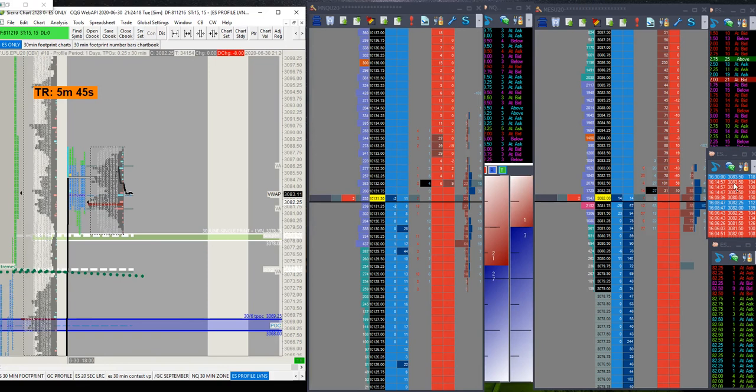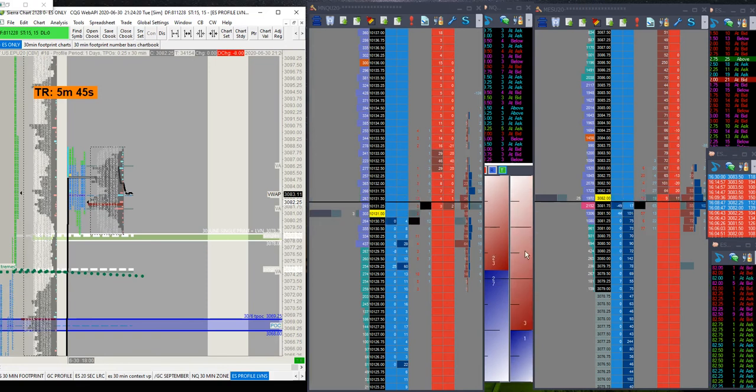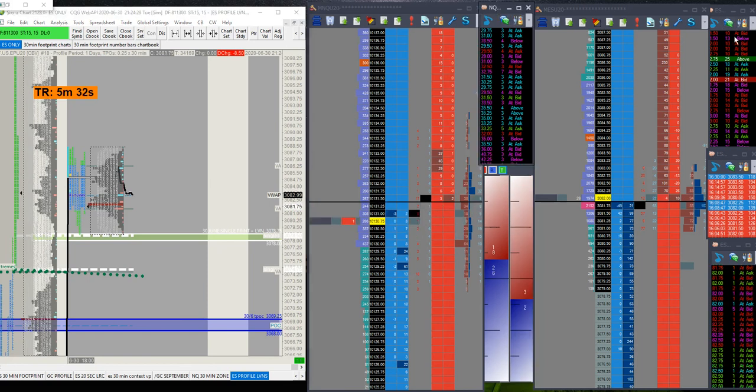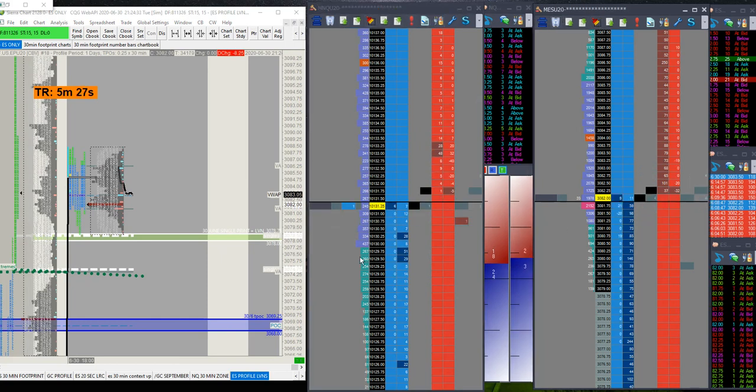Sellers are very active here. I could see that sellers are active on the power meter. NQ is more to the sell side. Now it's getting a bit more balanced. ES is more to the sell side. Let me clear the trades just to have a better view.